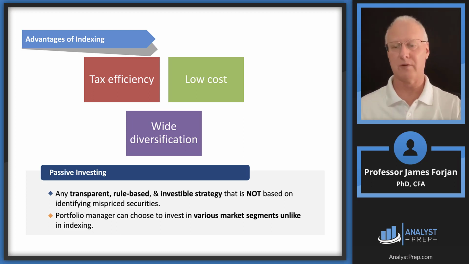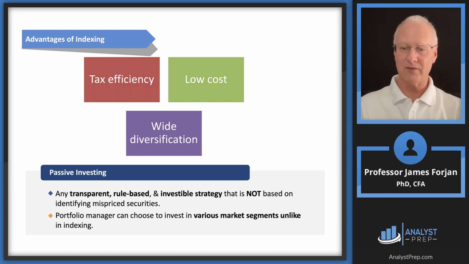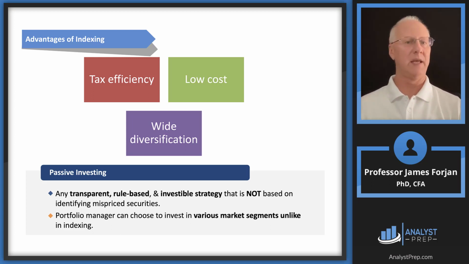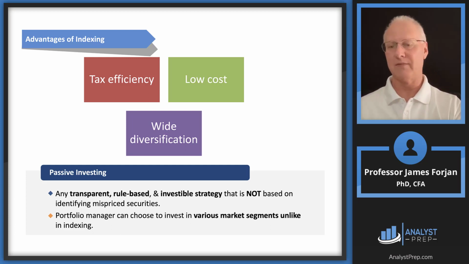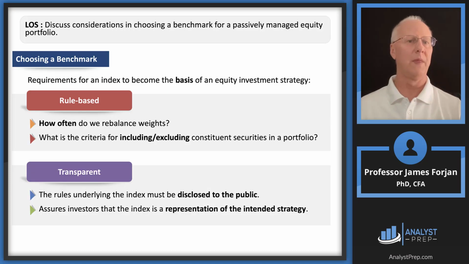So rules-based. Now, this is what I was saying earlier, like with the Eugene Fama and Ken French model that we started back in level 2. Look at those bold points down there. We can invest in various market segments, unlike in indexing. So we can find factors, segments, industries, almost anything that we want out there. And that's still considered to be passive investing.